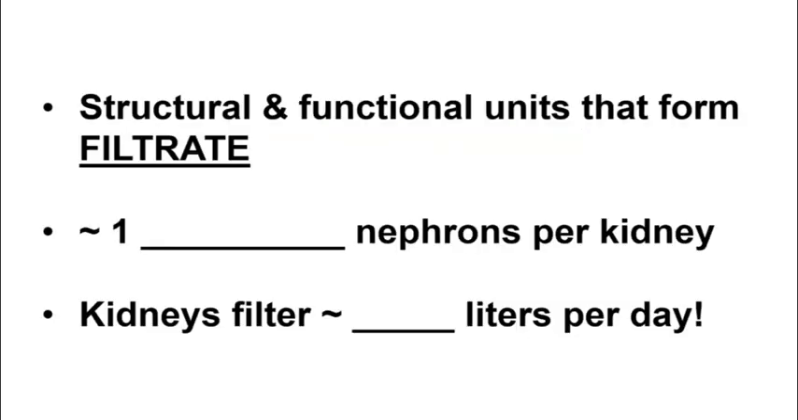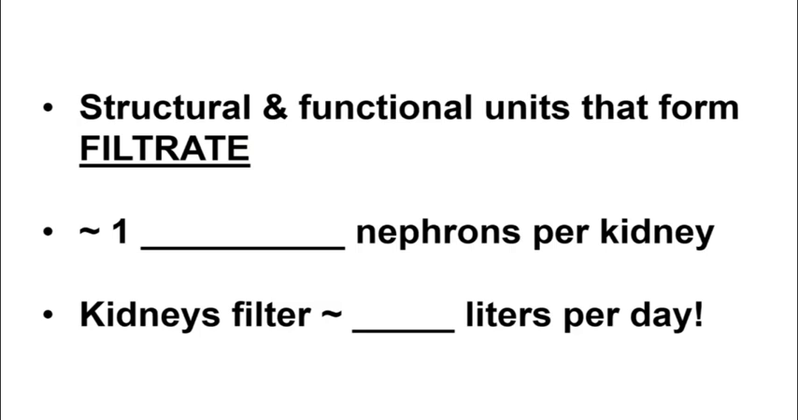In this lecture segment, we will be discussing a structure within the kidney called the nephron. Nephrons are the structural and functional units that form filtrates. So these are the units that are going to be filtering the blood and processing it for wastes and nutrients. Nephrons are microscopic structures.